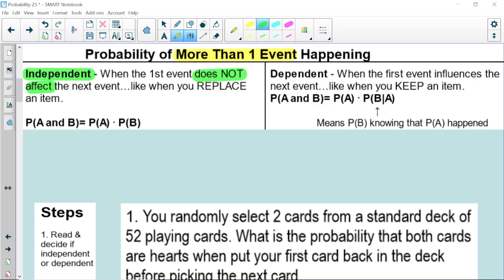And we're highlighting this because when I look at your notes, when I enter this in the grade book, I do enter these in the grade book, I'm looking for that. But there are some things in here. Oftentimes, when we are talking about independent events, we will see us say stuff like replace an item or put it back. It's not always going to say that. But if we're putting something back or nothing is being taken away for the next event, it's independent.